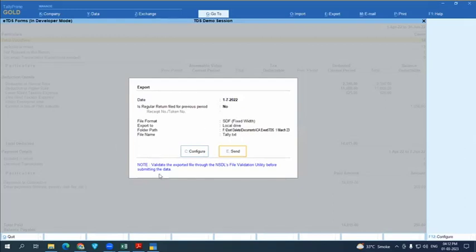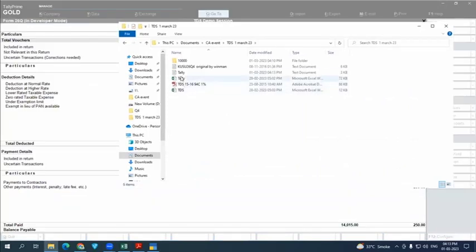Again, Tally is asking. See here, first read that. Validate the exported file with the NSDL file validation utility before submitting the data. Why? Because you are preparing the return, paying the amount, and reconciling it yourself. Nothing is validated by the government. So press send, and your TDS return is ready.